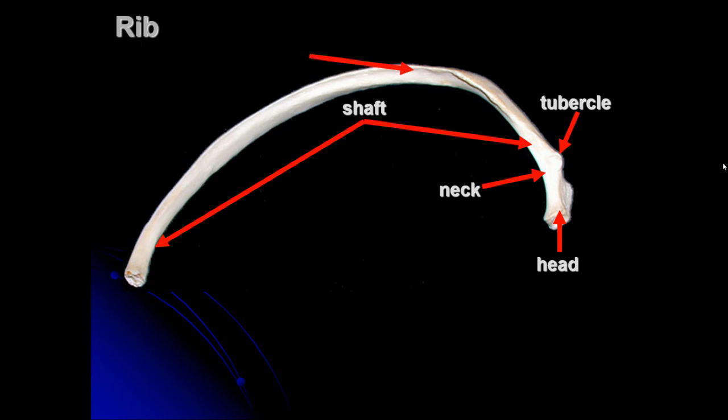We also have a narrow place where blood vessels run. It's either called a sulcus or a groove, and it's called costal because it's rib. Again, blood vessels and nerves run right along this.